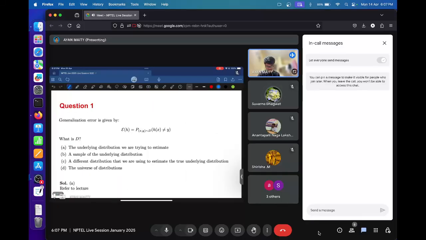So the D here is the underlying distribution that we are trying to estimate. So basically we are trying to predict y from x. So we can say that we are trying to basically sample these (x, y) points from some distribution D. So we are trying to find out the underlying distribution D from where these (x, y) points are sampled. So the D is the underlying distribution that we are trying to estimate using our hypothesis H. So that is the correct answer. Option A is the correct answer.